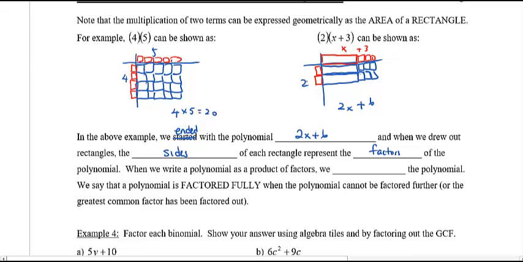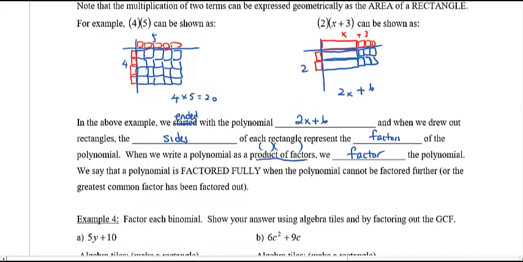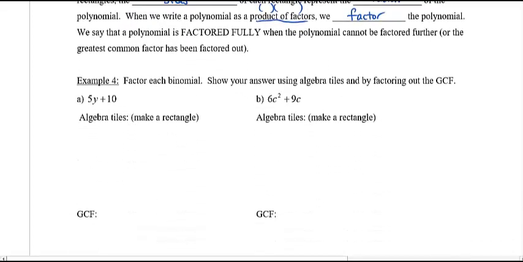So the idea is when we write a polynomial as a product of factors, so when I say writing it like something times something, that's what that product of factors is. The idea now is we actually factored the polynomial. And we say that a polynomial is factored fully when the polynomial cannot be factored further. So for today, what I want to do is see if we can actually factor these binomials. And I want you to actually draw out the algebra tiles as well.